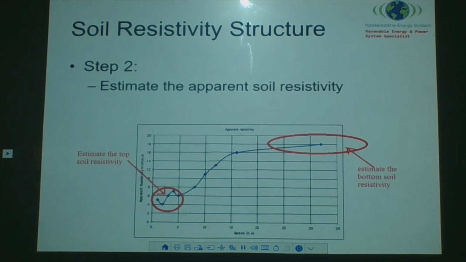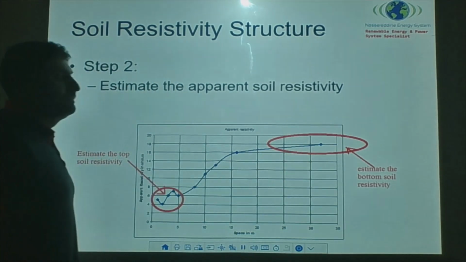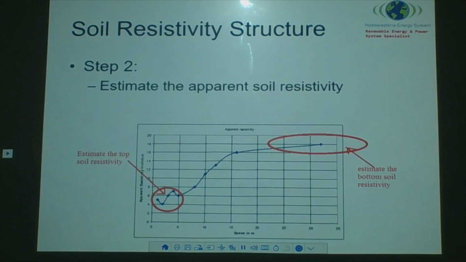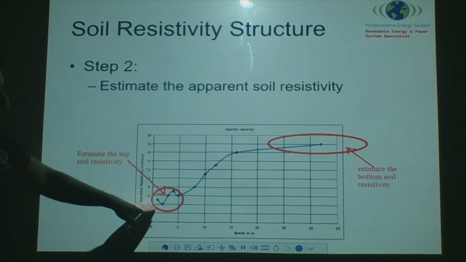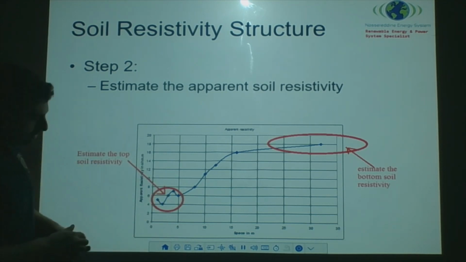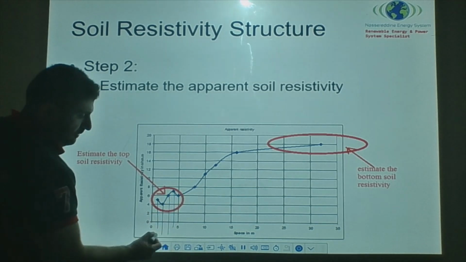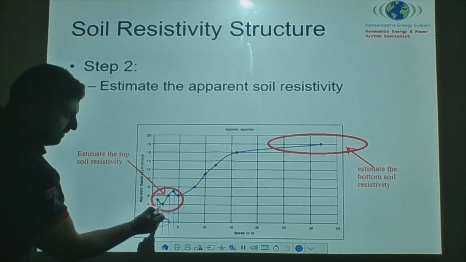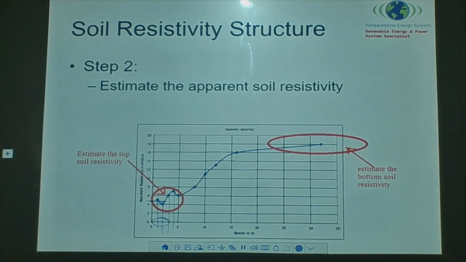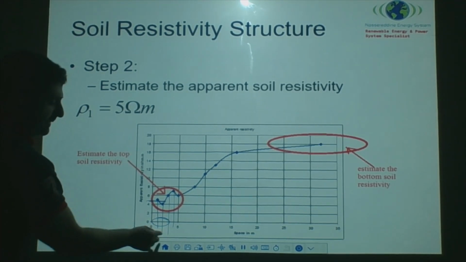Step 2. I need to estimate this resistivity and this resistivity. So what do you reckon this one's going to be? 4, 5, 6. It's going to be somewhere in here if you want to be more pedantic about it. This is 1, 2, 3, 4. If you look at the first couple of meters, it's going to be somewhere around here. I want to measure the top layer, which is about a couple of meters.